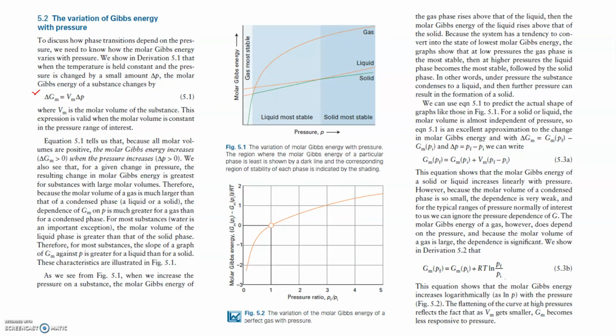So let's take a look at how the variation of Gibbs energy occurs in conjunction with pressure and then with temperature. To discuss how phase transitions depend on pressure, we need to know how molar Gibbs energy varies with pressure. This chapter is rich with derivation, and I encourage you to get into the chapter, look at the derivations, and try to understand the rationale for how we achieved these relationships we're going to discuss. But for the context of this lecture, we're just going to simply reference the derived equations and rationalize them.